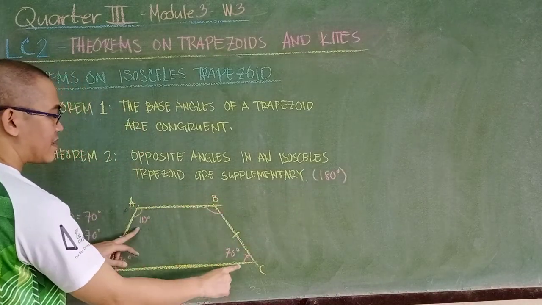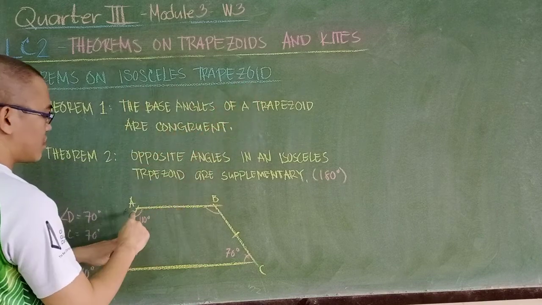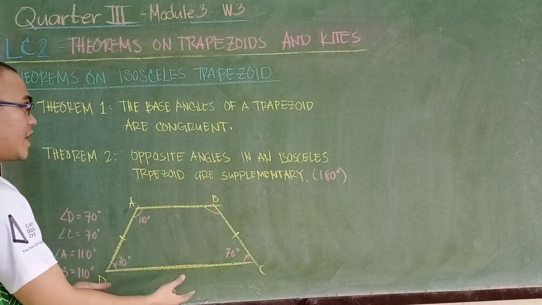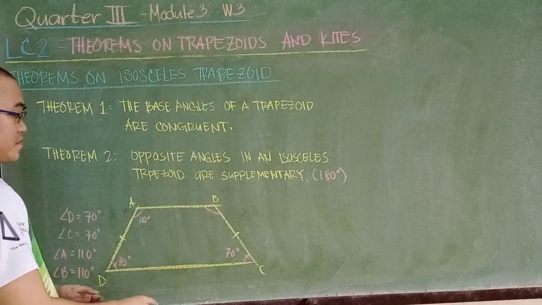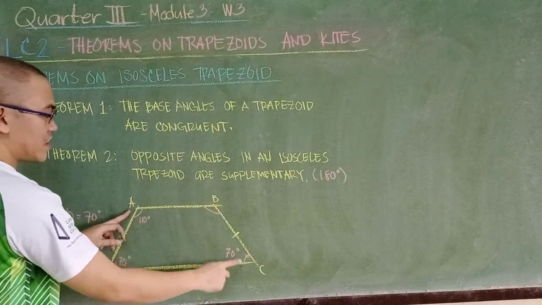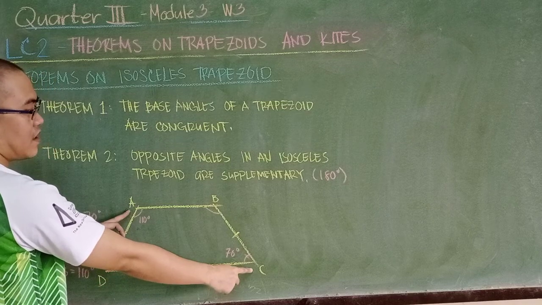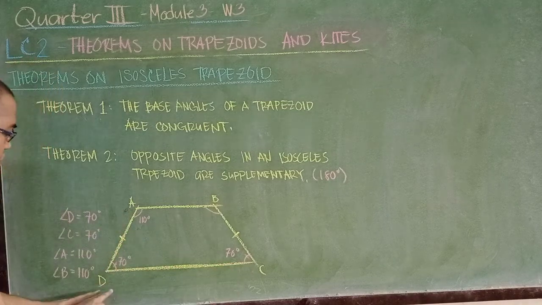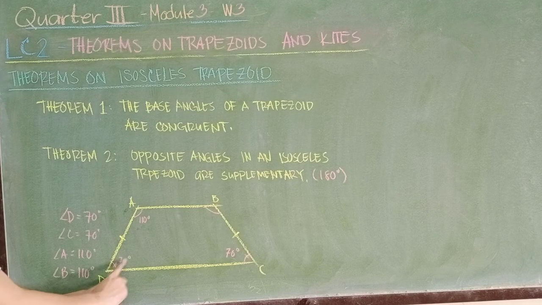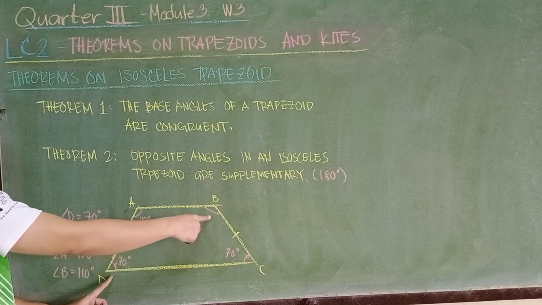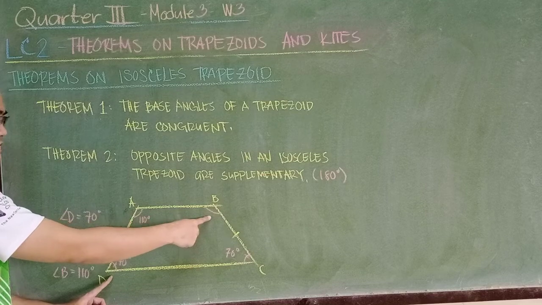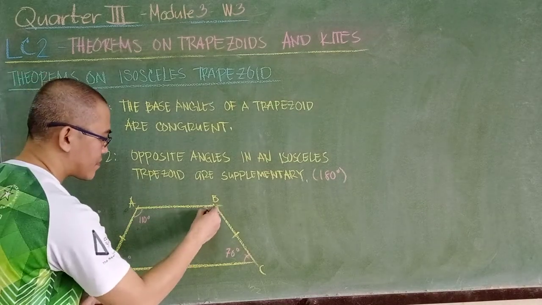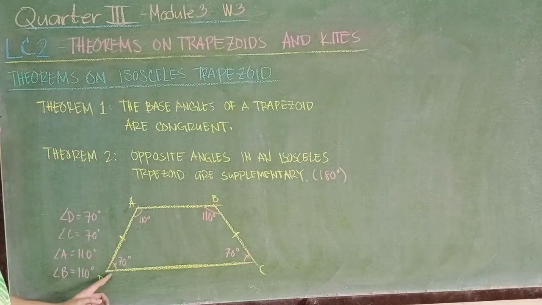Yung mga opposite angles sa isang isosceles trapezoid are supplementary. Again, these theorems are only applied sa mga isosceles trapezoid. So yung mga opposite angles natin, dapat supplementary sila, equal sa 180. So yung angle D natin is 70. So yung angle B, ano dapat yung magiging measurement niya? So alam natin kung 70 yan, yung kulang pa natin is 110 para mabuo yung 180.